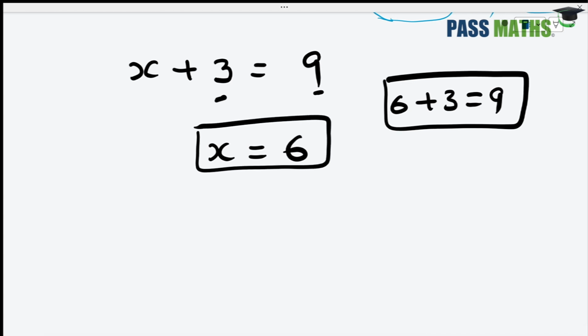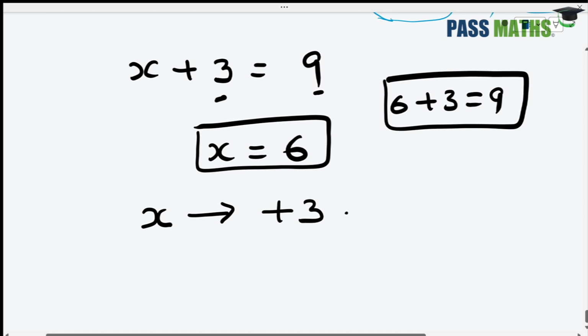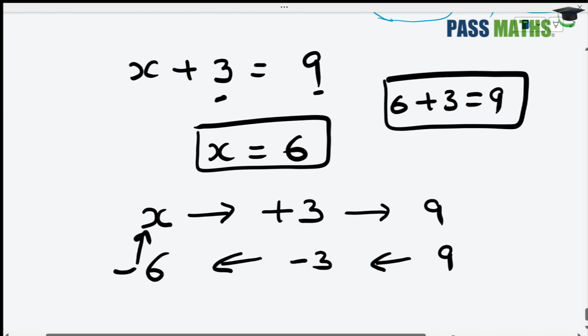Because we want to develop our method, I will follow two different methods. You can also do this question this way. For example, you can draw a function machine. You can start with x plus 3 is 9. So this is my question. Then you start with 9. You go backward, minus 3, answer is 6. That means x is 6.